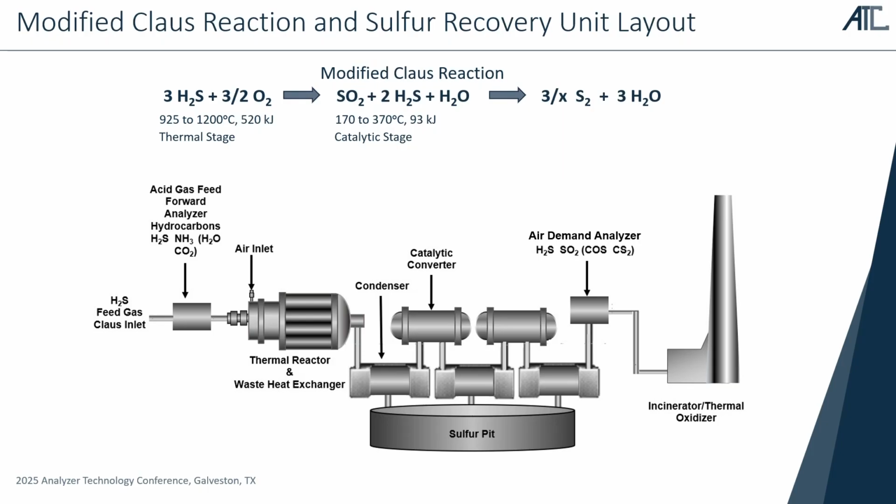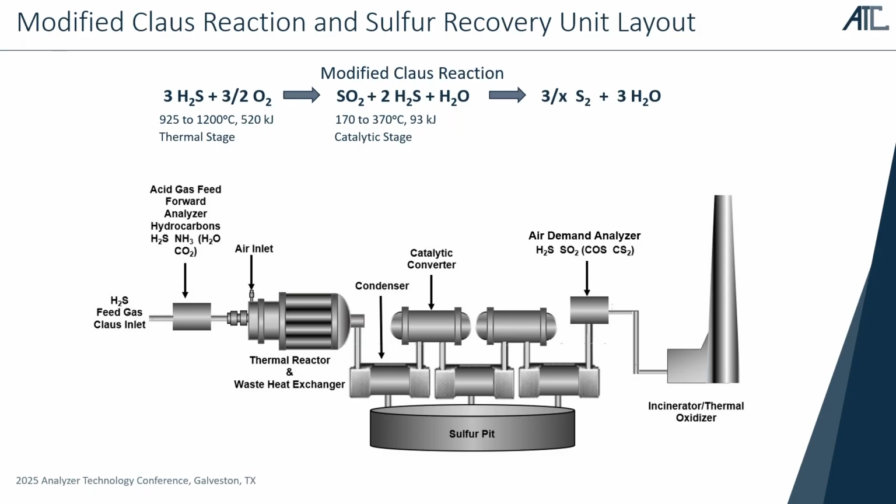Unfortunately, this pointer doesn't show up on the screen. You can see that at the front end of the sulfur recovery unit, we have a thermal reactor, and that's where the thermal stage occurs, where we combust a third of the H2S. And then the catalytic converters are where the second reaction occurs over a catalyst bed, typically of alumina.